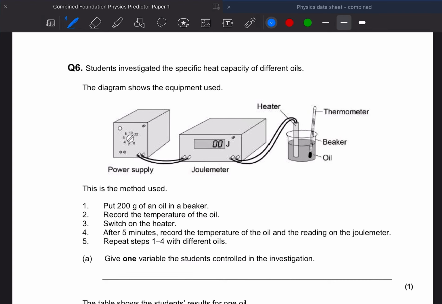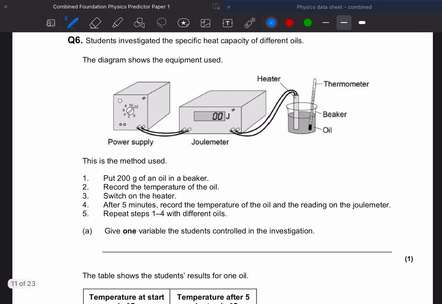Okay, question 6. So this one is the required practical, or one of the required practicals. It's a specific heat capacity required practical. Students investigate the specific heat capacity of different oils. The diagram shows the equipment used. So you will probably be asked something to do with specific heat capacity on your paper. We're being told it's one of the two required practicals that you need to know, IV graphs and specific heat capacity.